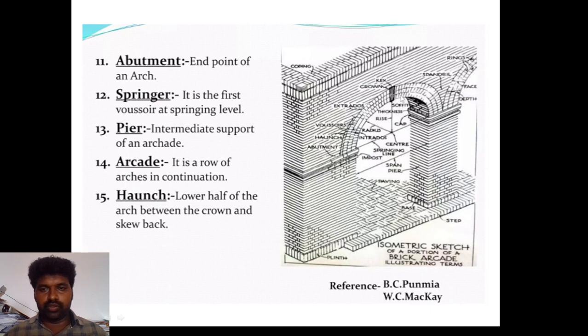The springer is the first voussoir at the springing level. Here, the intermediate support of an arch. Arcade is a row or combination of arches. This type of arcade is provided in bridges, etc. And the haunch is the lower half of the arch between the crown and the skew back. This is called a haunch.